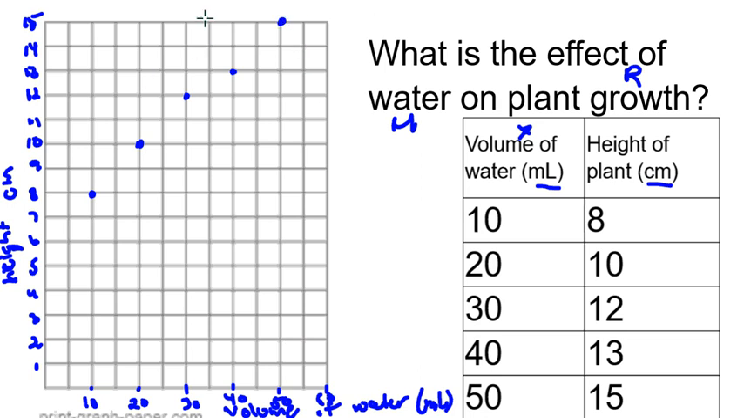So again, now we can connect those points with a line of best fit to show that the pattern does indeed relate water to plant growth. As we add more water, the plant experiences greater growth or becomes taller in centimeters.